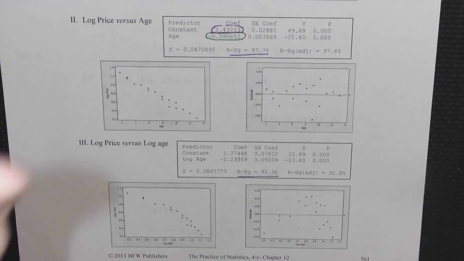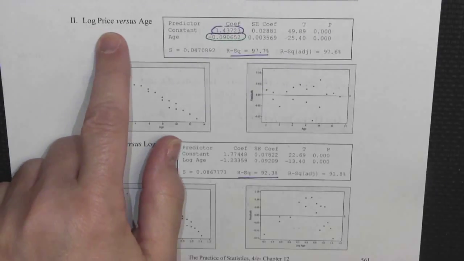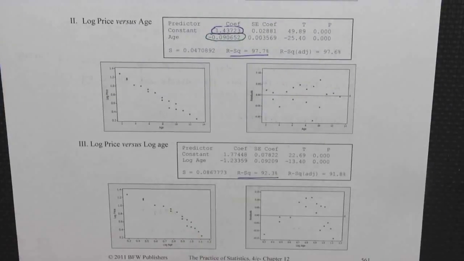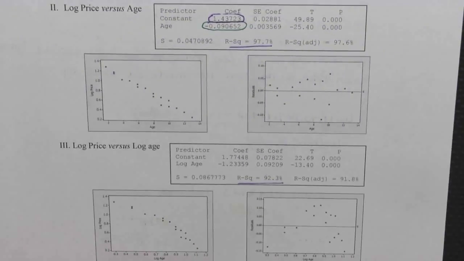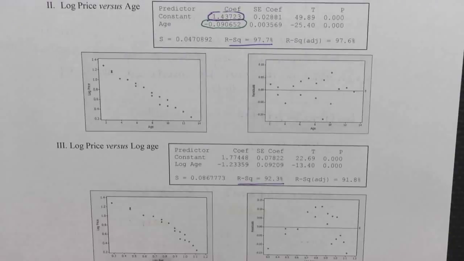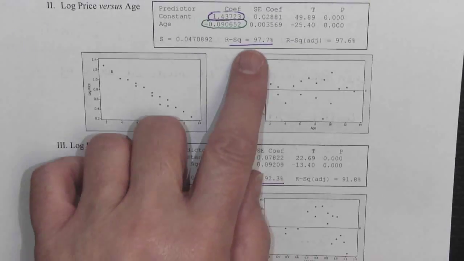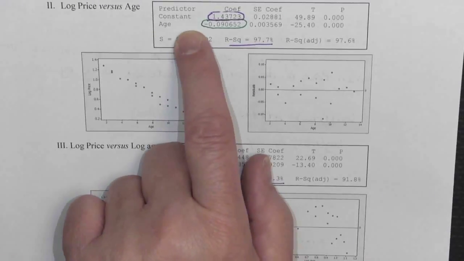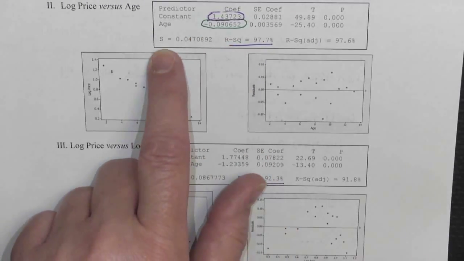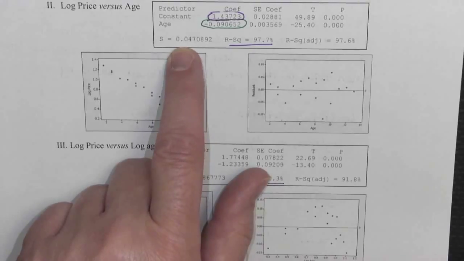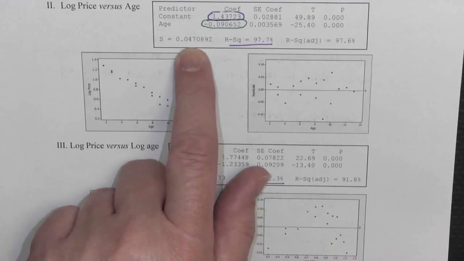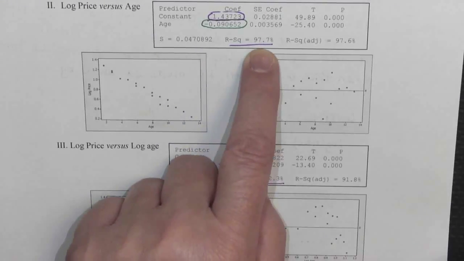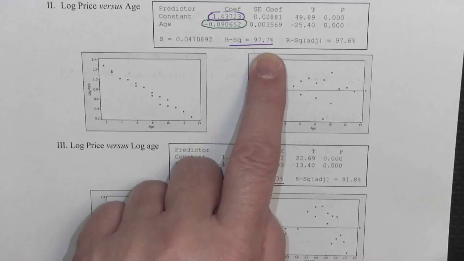Now this next one is log price versus age. Here would be the constant. There would be the slope. Now, notice on here, the standard deviation off would be 0.047, but pretty low. And the R squared would be 97.9%, which is pretty high.